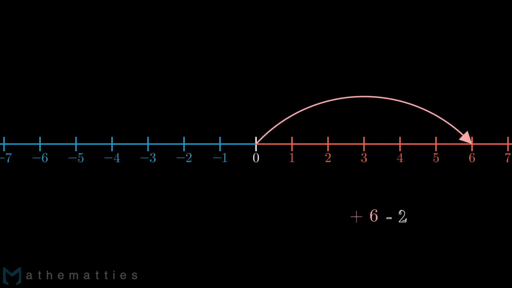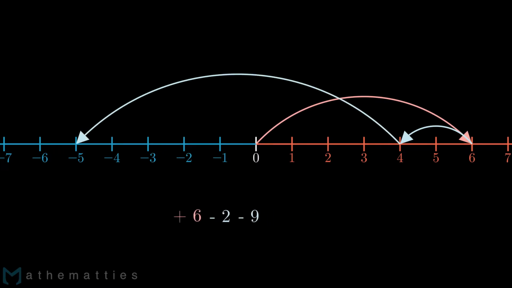When we have plus 6 minus 2, we first take a step of size 6 to the right and then a step of size 2 to the left. So 6 minus 2 is 4, and I guess you already know that. If we now take another step of minus 9, so a step of size 9 to the left, we see that we arrive at minus 5.